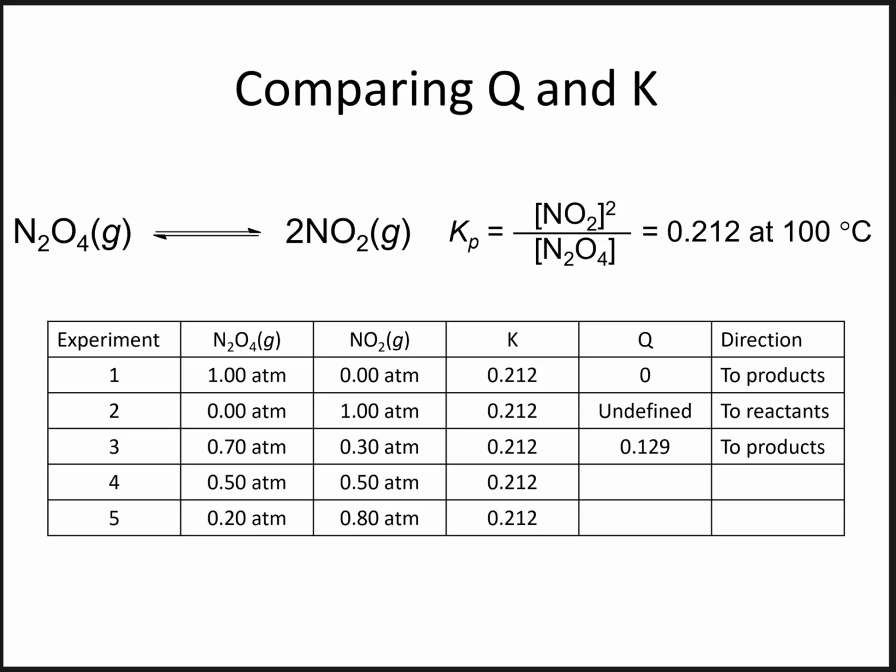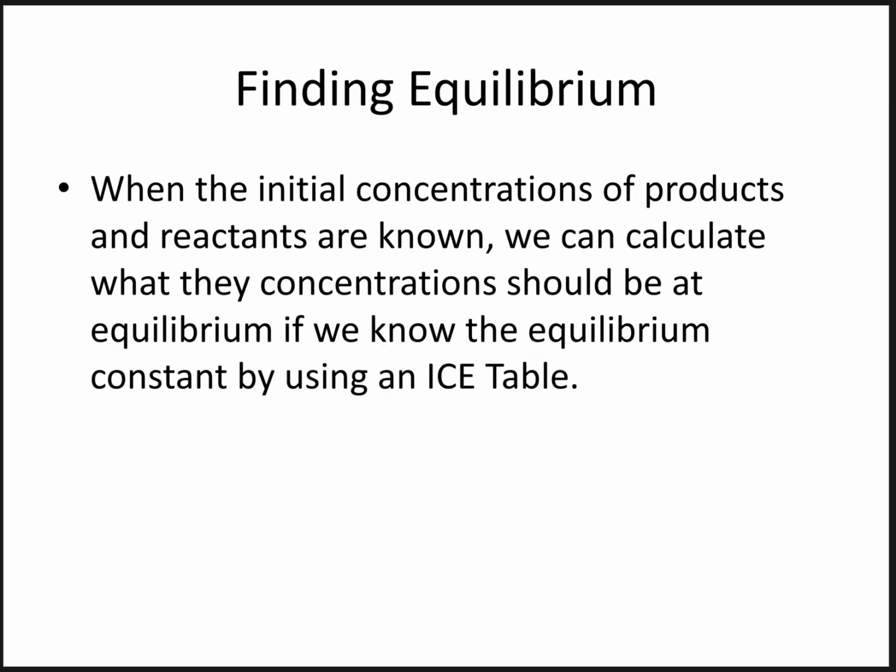We can do the same thing for experiments 4 and 5 here, just plugging and chugging into this equilibrium expression, and I'll let you guys actually do that, but you should get 0.5 when you do experiment 4 and 3.2 when you do experiment 5, and when you compare those Q values to K, you can see they move towards reactants.